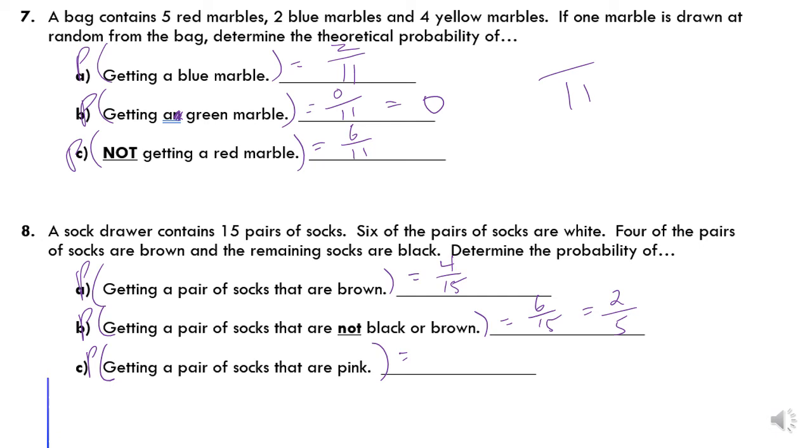Getting a pair of socks that are pink. How many of them are pink? Well, you have white, you have brown, and you have black. There's no pink. So 0 out of 15, which equals 0. It's impossible.